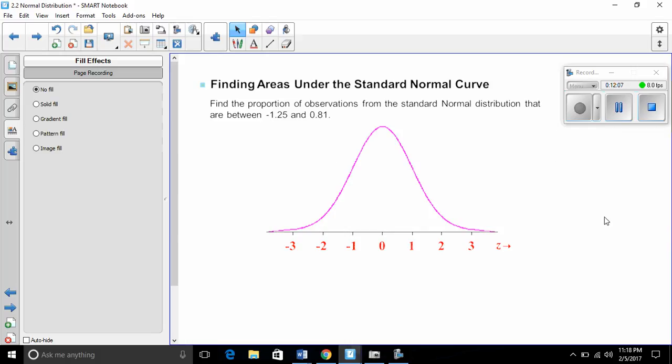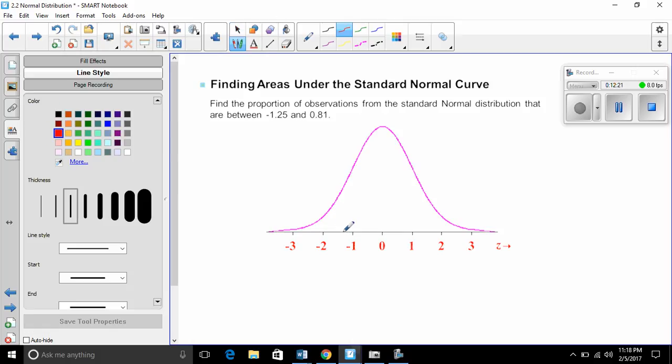So let's look at another example. It says find the proportion of observations from the standard normal distribution that are between negative 1.25 and 0.81. So if I draw this, negative 1.25 is about right here, and 0.81 is about right here. So I'm not less than or greater than, I'm between. This is a little bit trickier.